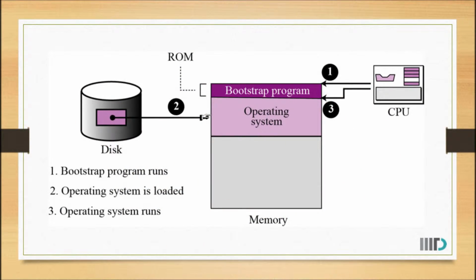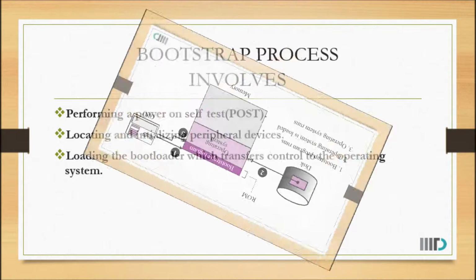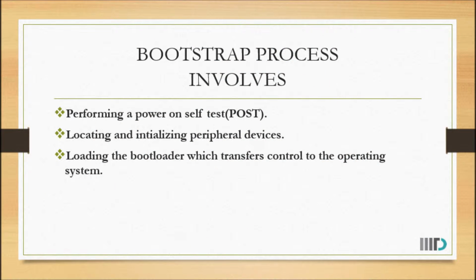This diagram shows how the bootstrap process works. The bootstrap process involves first, performing a power-on self-test (POST). Second, locating and initializing peripheral devices. Third, loading the bootloader, which transfers control to the operating system.